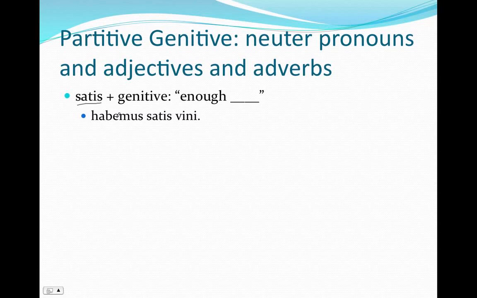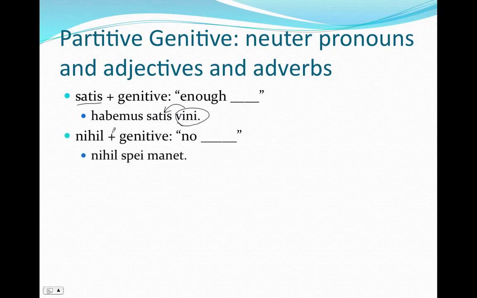So, habemus satis vini. So, vini, genitive of vinum, wine. There's our partitive with satis. Literally, this would say we have enough of wine. But in English, we wouldn't say that. We would say we have enough wine. And nihil oftentimes takes a genitive. Literally, it's going to be nothing of blank. But we wouldn't say that. We would say no blank. So nihil spei manet. Literally nothing of hope remains. No hope remains.